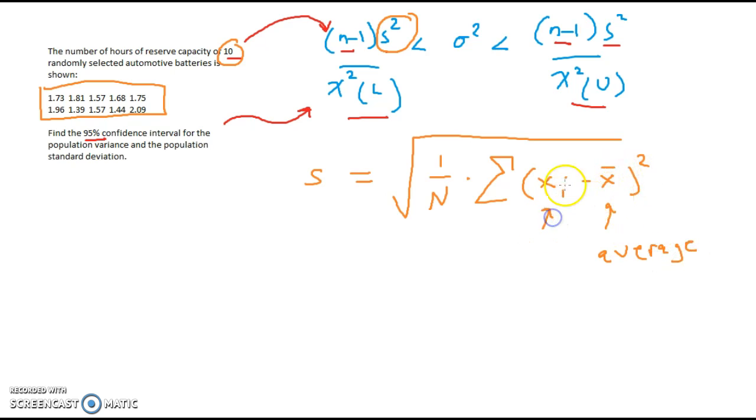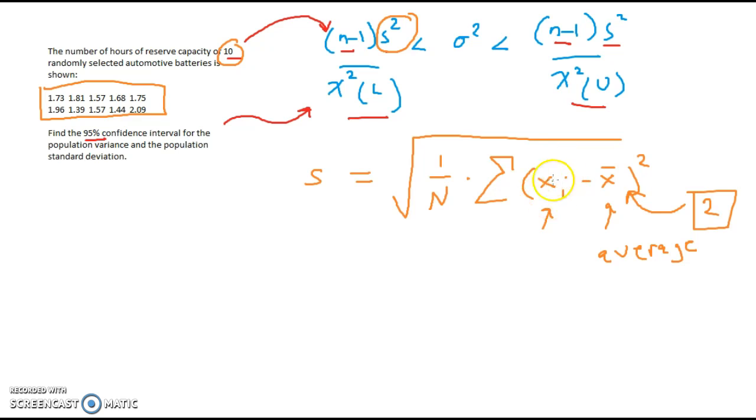The xi thing just means taking each one, so 1.73. So, for example, say we worked this out and we found that the average was 2. And it's not, but just pretend, just bear with me for a minute. Okay, so if that was the average, then xi would just mean, take each one of the data points and subtract 2 from that. So that would be 1.73 minus 2, 1.81 minus 2, 1.57, all that. Okay, you can see how tedious this would be to do all by hand.